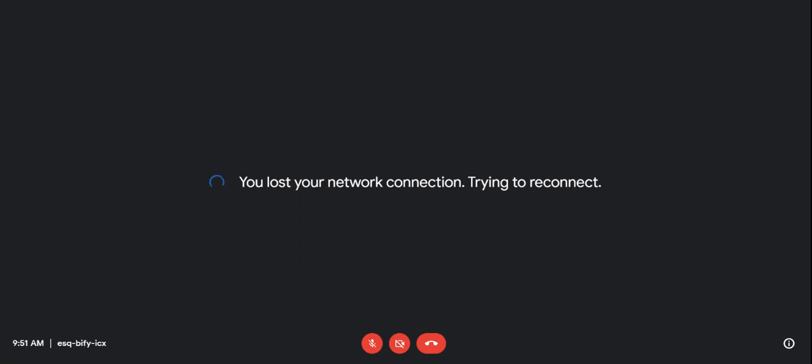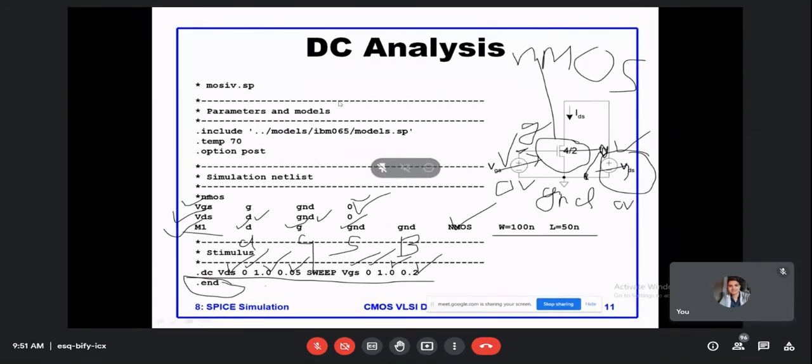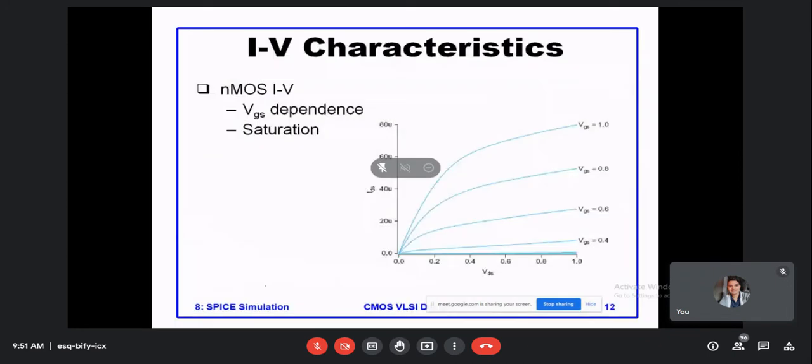Each element you have to define, and then we choose the type of analysis, DC analysis or transient analysis. If we are doing DC analysis, start the command with .dc and then sweep the voltages. If we are writing a .tran command, it is a transient analysis. Okay, so what is the output waveform?